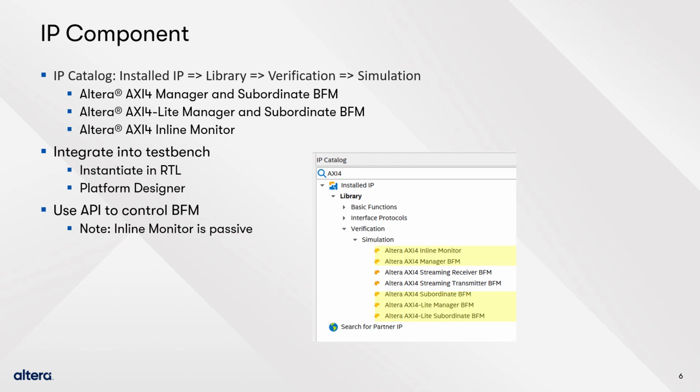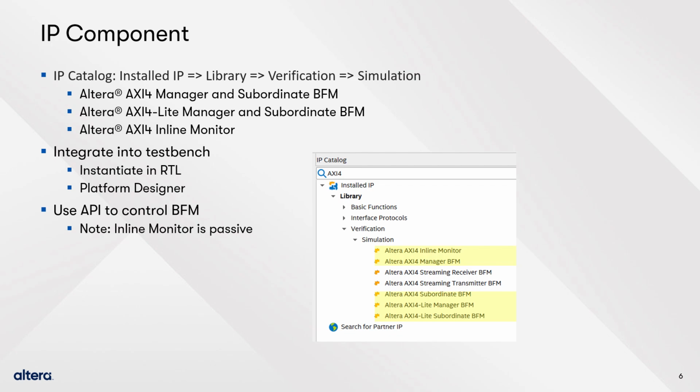The BFMs can be found in the IP catalog under Installed IP, Library, Verification, Simulation. You'll see both Manager and Subordinate BFMs for AXI4 and AXI4 Lite, as well as an AXI4 inline monitor. Once these are configured, then you can integrate them into your test bench. There are two ways to do this. First is to instantiate directly into your RTL. The second is to use Platform Designer, and we'll go over both flows in this presentation. The last step would be to use the API to control the BFM, and we'll go over that also later in this presentation.